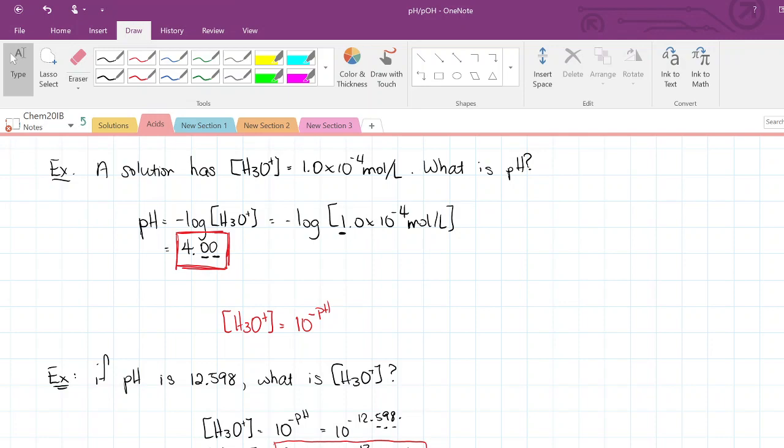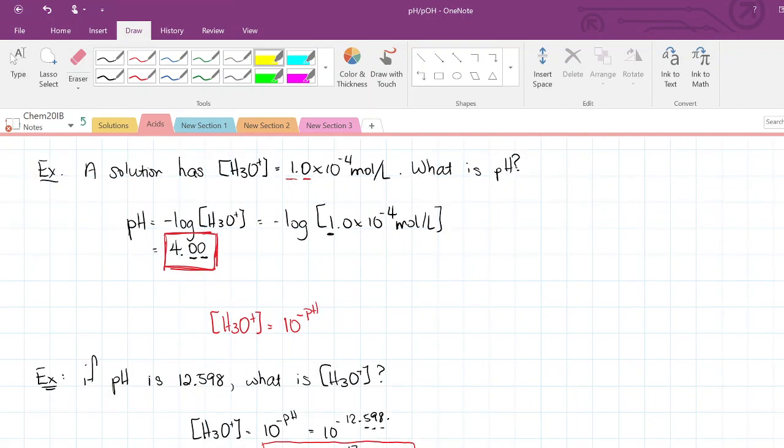The next thing is we have to figure out how many significant digits, right? So remember, the number of significant digits in our concentration is the number of decimal places in our pH. So this concentration has 2 significant digits, which means that our pH has to carry 2 decimal places. The 4 doesn't count because the 4 is represented by the exponent.